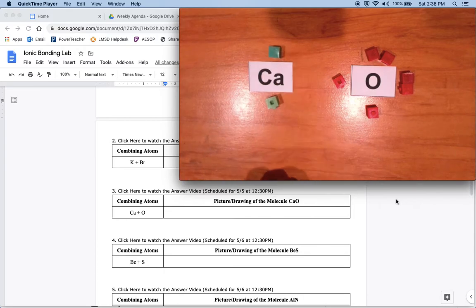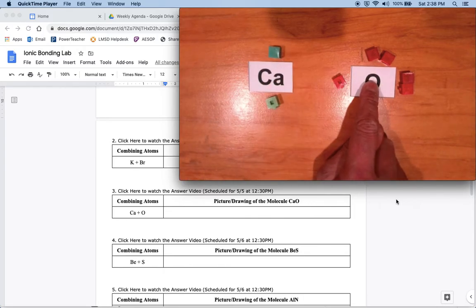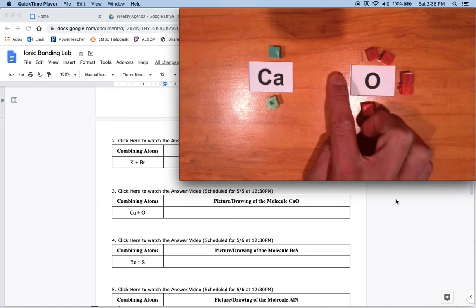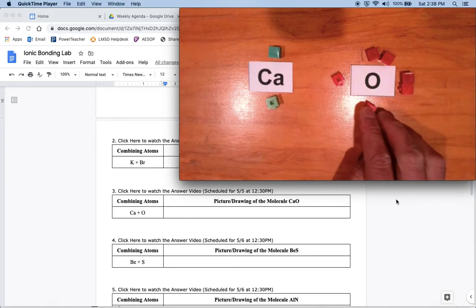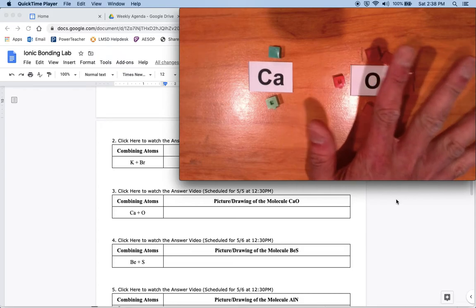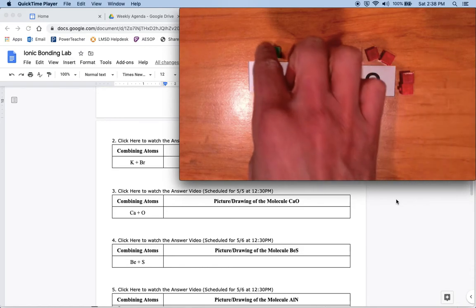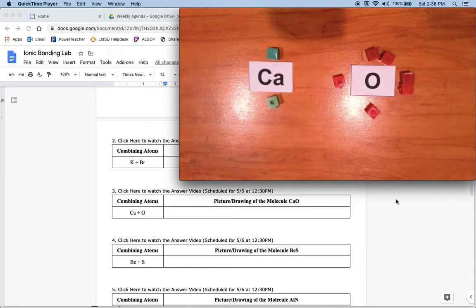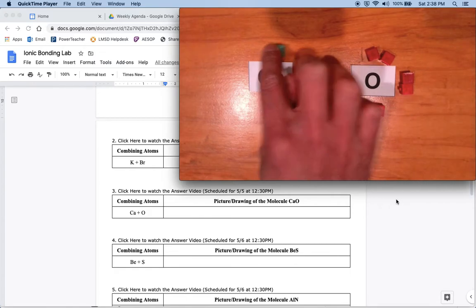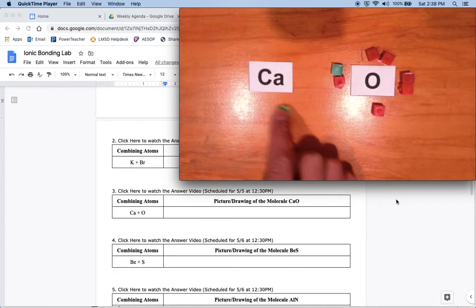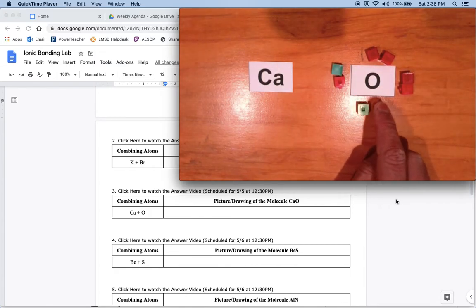It's going to give away its electrons, which means that oxygen has to be my taker. In this case, oxygen has 6. The easiest way to get to a full outer ring is to get to 8, which means it needs to get 2 more electrons. Luckily, calcium has 2 electrons to give away. So calcium is going to give 1 electron there.